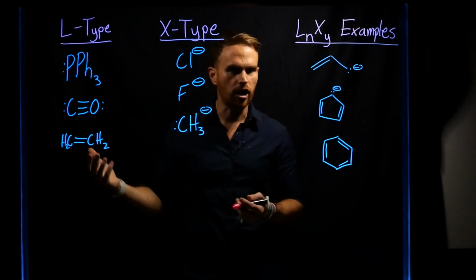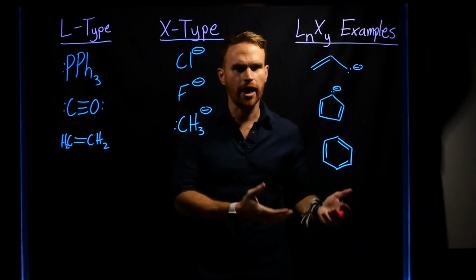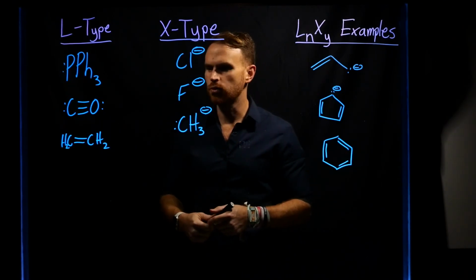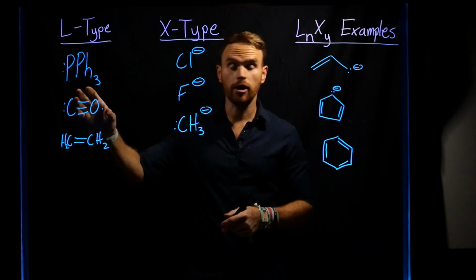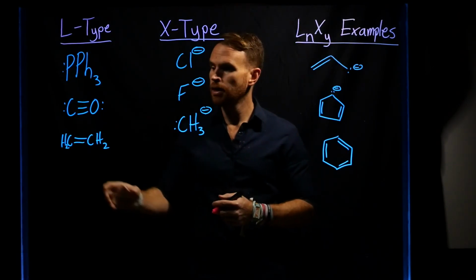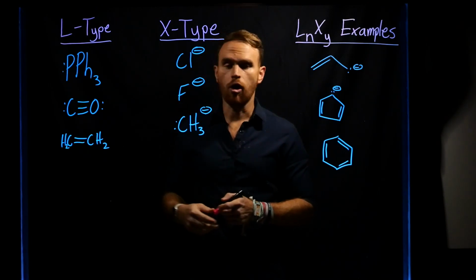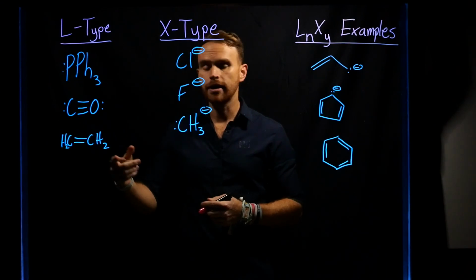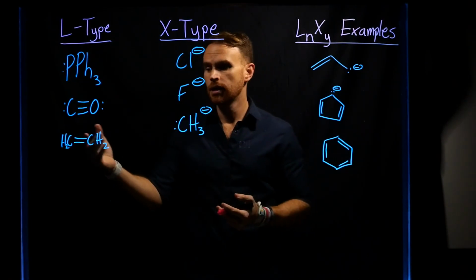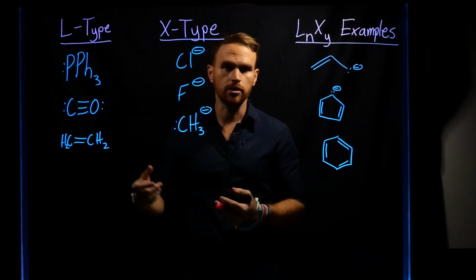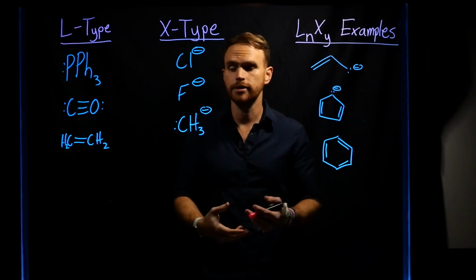So triphenylphosphine is an example, similar to amine, has that lone pair. Carbonyl is also an L-type ligand. We'll talk a lot about carbonyl in this class, especially when we get to pi back bonding. Ethylene is also an example of an L-type ligand. And notice that it does not have any lone pairs, and in fact, the interaction is coming from the HOMO of ethylene, which is going to be that pi bond.